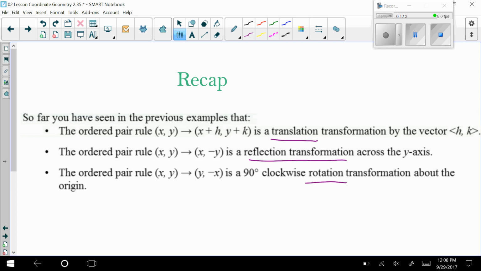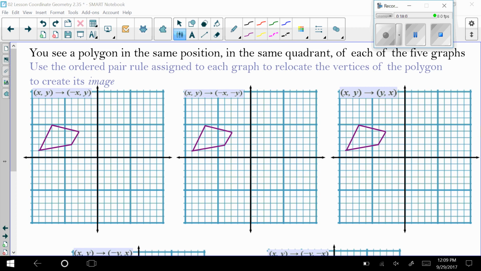Now, these are not the only types of transformations that we can do. This is not the only type of translation or the only type of reflection or the only type of rotation. We can rotate something that does not have the origin as a center of rotation. We can have a line of reflection that is not the y-axis, and we can have a translation that goes down and to the left or up and to the right, or any combination of those.